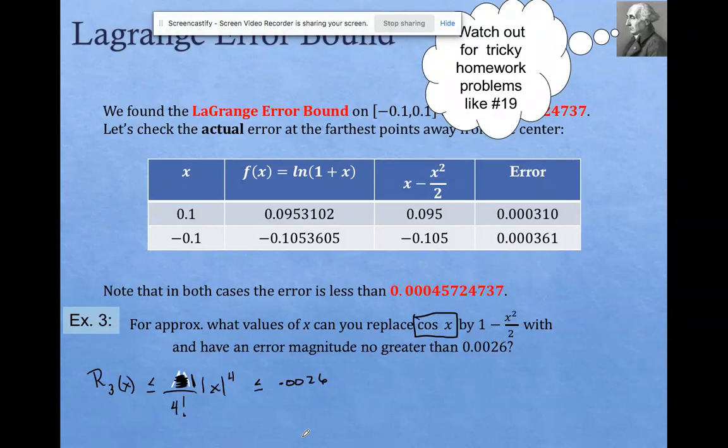They haven't given me an interval. So I'm just saying, hey, the worst I know I can be for sines and cosines is 1 anyway. So I'm going to make the maximum of the next whatever derivative be a 1. And now I'm just solving this inequality for x. Multiply both sides by 4 factorial.